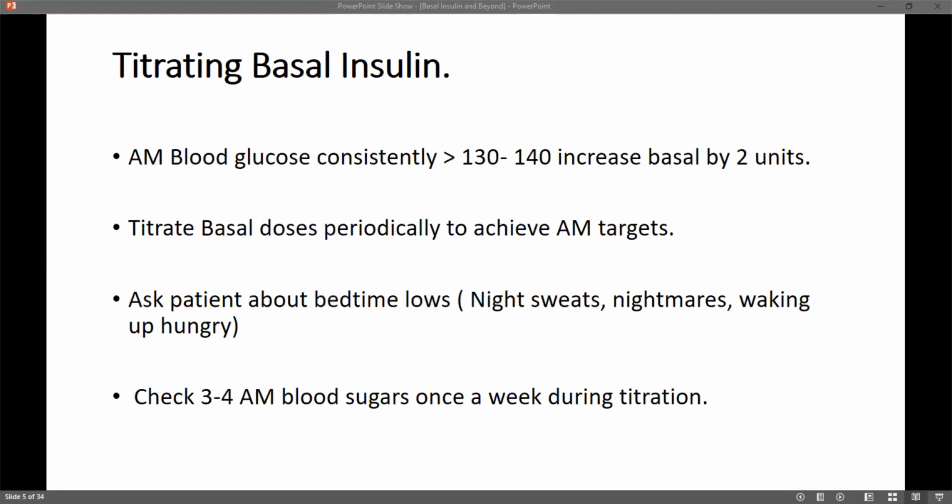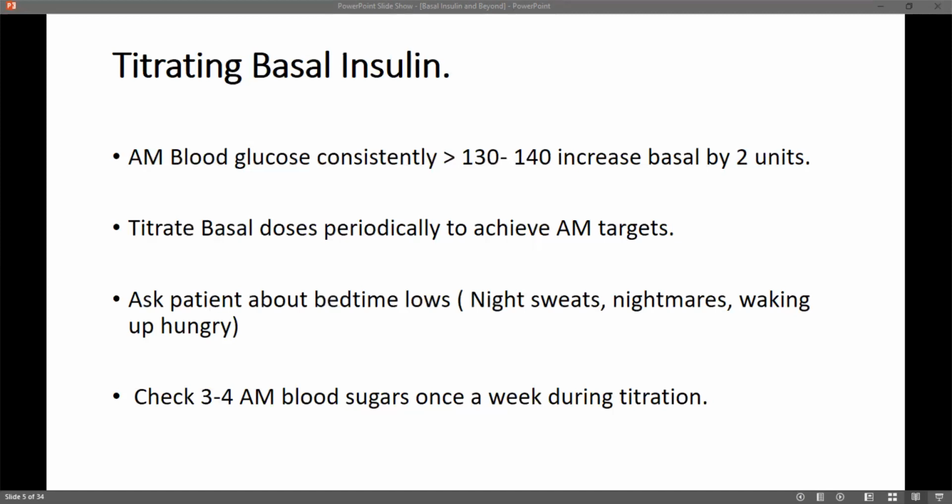And we should educate the patient that if they start developing nightmares or waking up hungry or having sweats at night, when they're waking up and their sheets and clothes are all wet, these are some of the signs that can indicate that the blood sugars are dropping in the middle of the night. And in that situation, increasing the basal insulin will be the wrong thing to do.